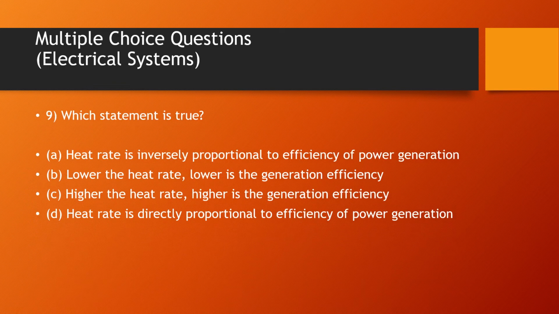And the next question is, which statement is true? Option A is heat rate is inversely proportional to efficiency of power generation. Option B is lower the heat rate, lower is the generation efficiency. Option C is higher the heat rate, higher is the generation efficiency. Option D is heat rate is directly proportional to efficiency of power generation. And the answer to this question is option A, that is heat rate is inversely proportional to efficiency of power generation.